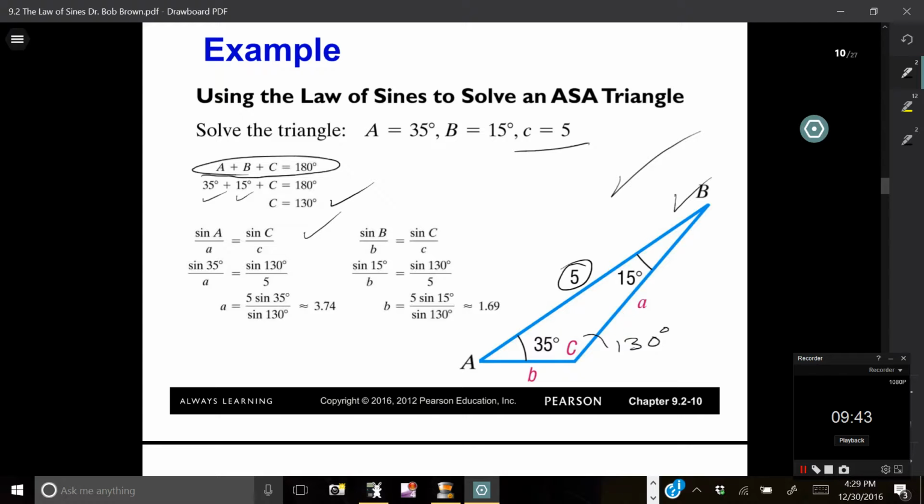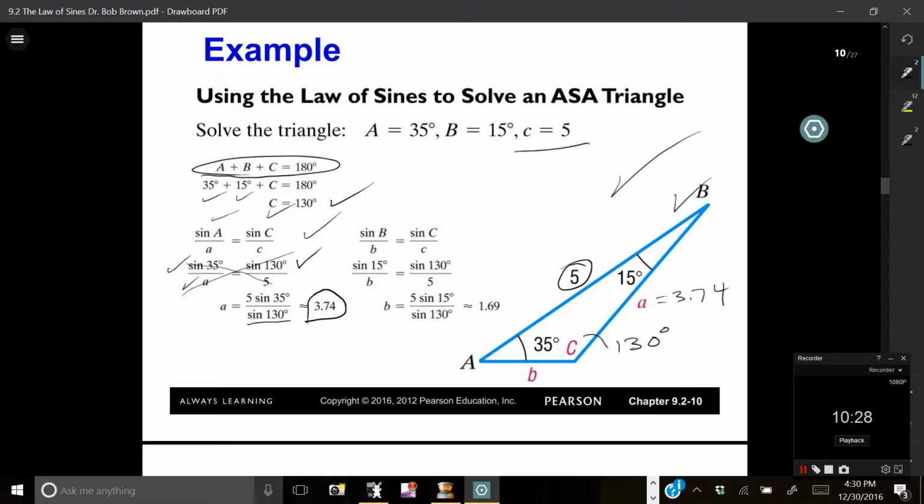Since we're given something about C, and we know sine of A and sine of C, we can plug in and get sine of 35 degrees over A equals sine of 130 degrees over C, which is 5. Cross multiply, and we get that A is equal to 5 sine of 35 degrees divided by sine of 130 degrees, which is 3.74. So A is 3.74.